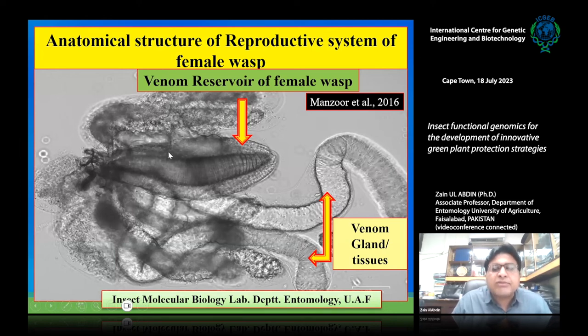That reservoir has some active components, which are known as proteins, active proteins. These are active bioproteins, and these bioproteins are isolated so that we are able to isolate the genes of these venom-coding proteins, and then we are able to produce venom proteins abundantly through cloning procedures in the labs.